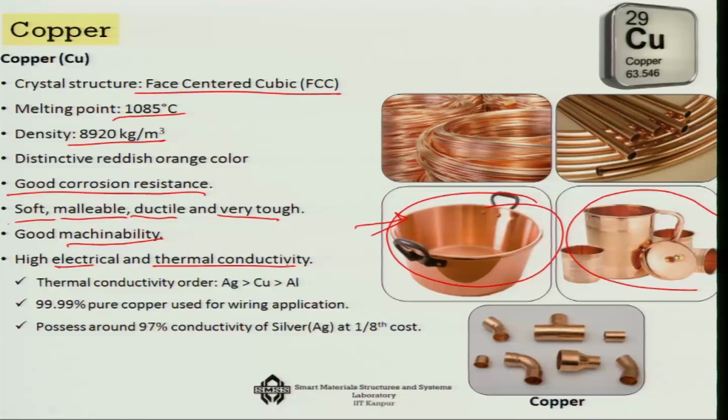In fact, in terms of thermal conductivity, of the three materials that are generally used, silver has the highest, next is copper, next is aluminum. And if it is in a very pure form like 99.99%, then it is used for electrical wires, otherwise we use it in terms of alloys. So, it has about 97% conductivity of silver, but the cost of it is 1/8 of silver. So, you may say that this is the poor man's silver. So, that is the good part of copper.